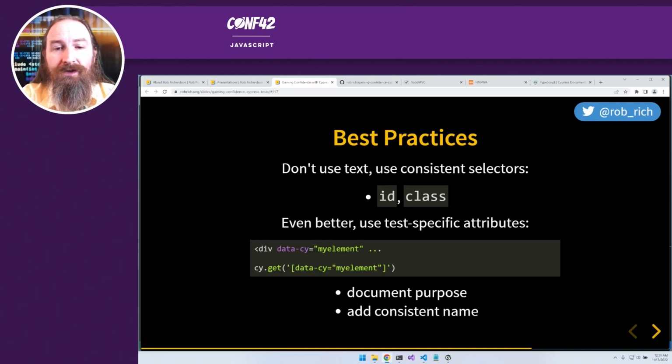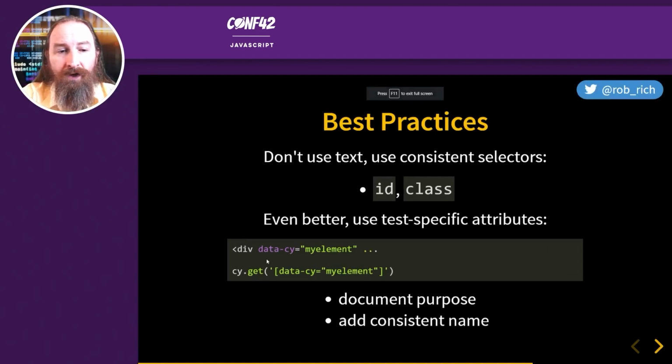Look for an ID or a class and hook onto those. Or even better, create a data-cy attribute, and then in the test, look for the attribute data-cy that matches that element. The other benefit here is that we very specifically detailed that we have a test dependent on this code. If we're refactoring this code, then we may need to also refactor a test.